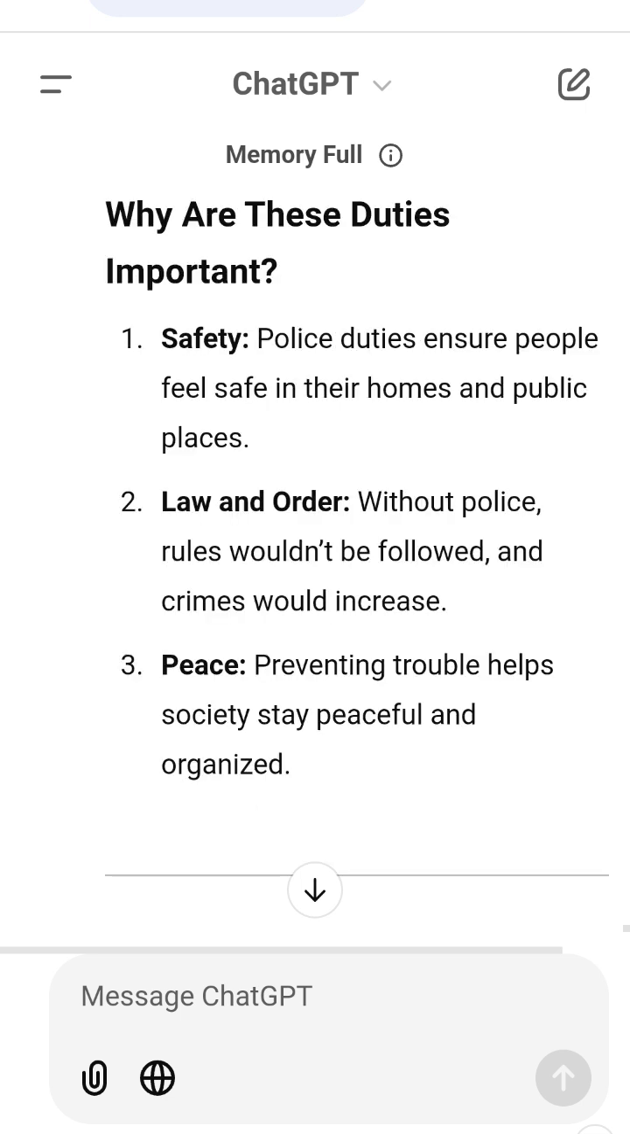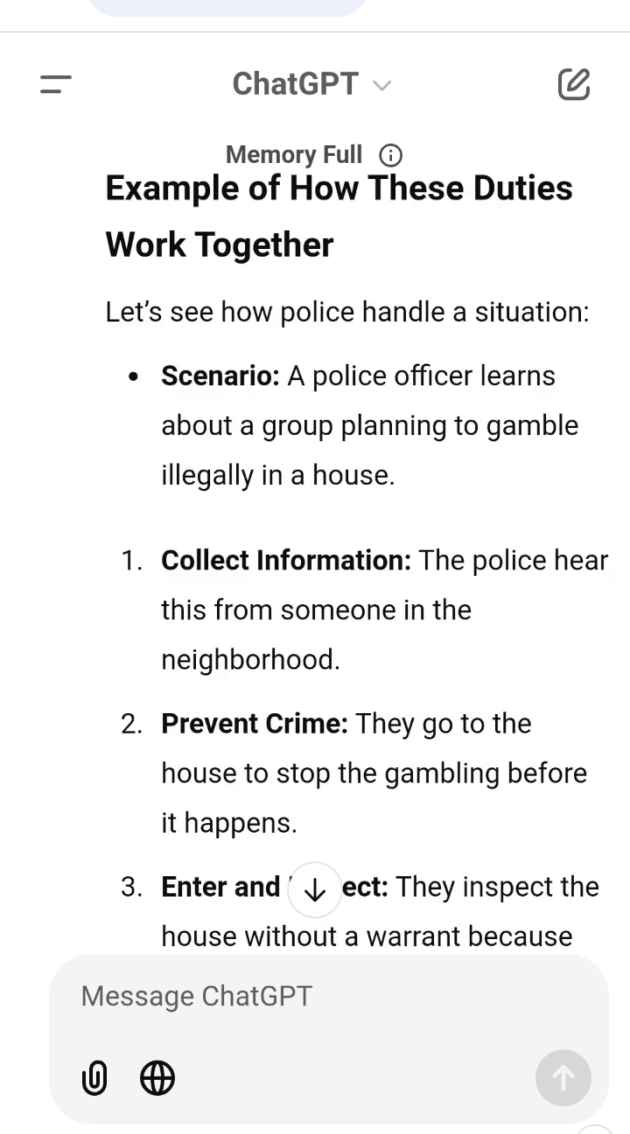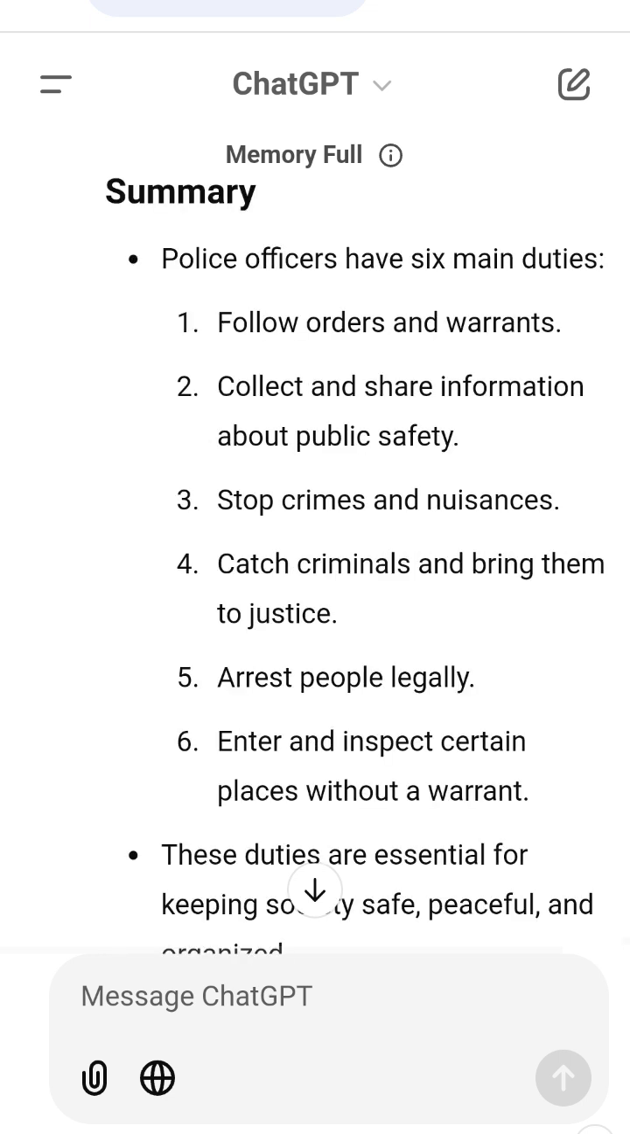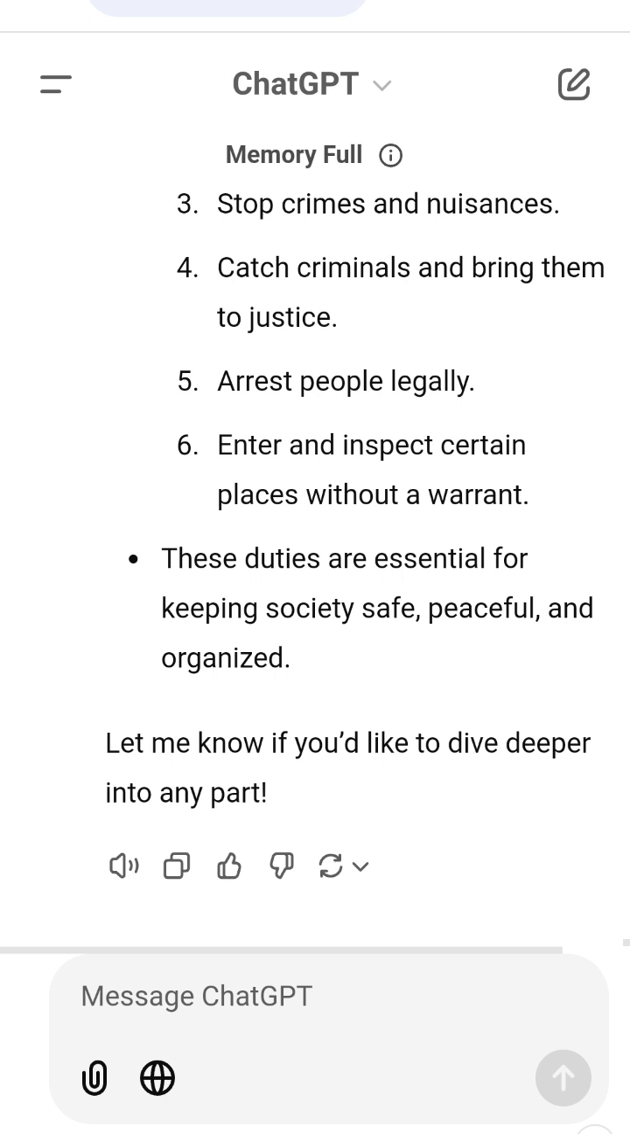Summary. Police officers have 6 main duties. 1. Follow orders and warrants. 2. Collect and share information about public safety. 3. Stop crimes and nuisances. 4. Catch criminals and bring them to justice. 5. Arrest people legally. 6. Enter and inspect certain places without a warrant. These duties are essential for keeping society safe, peaceful and organized.